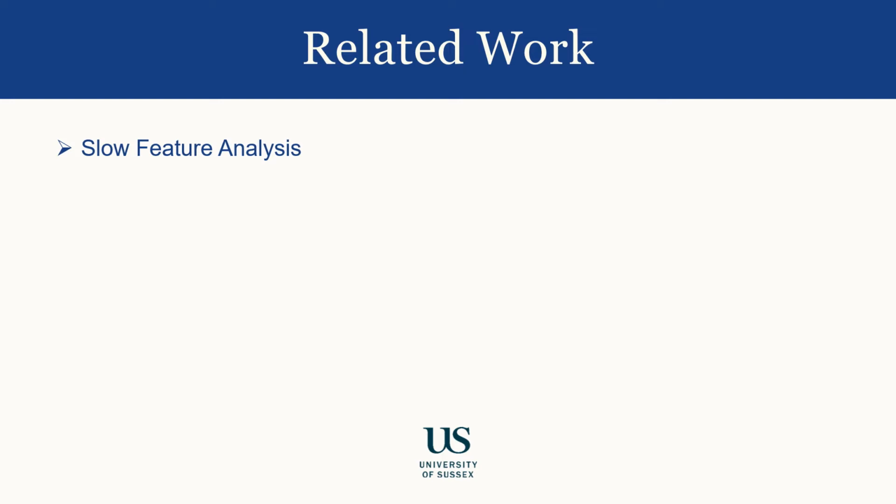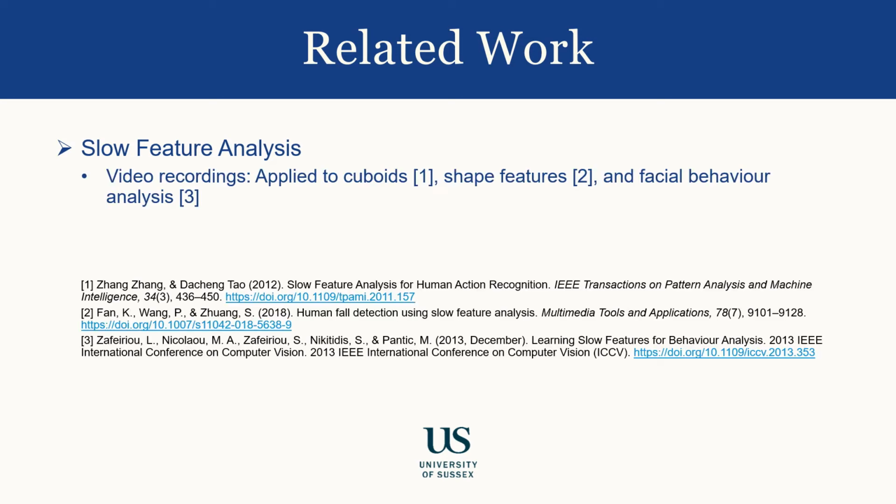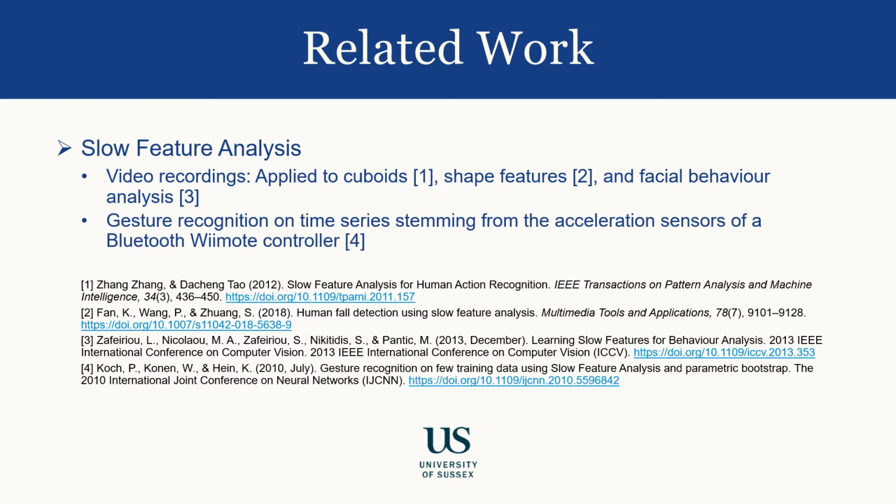The method used to obtain these features is called slow feature analysis, or short SFA. It has been applied to video recordings for detecting cuboids, shapes, and facial behavior. And SFA has also been applied to sensor signals from a Wii controller, which was used for gesture recognition. In this case, the prediction was performed with a random forest predictor. None of these applications utilized deep neural networks.